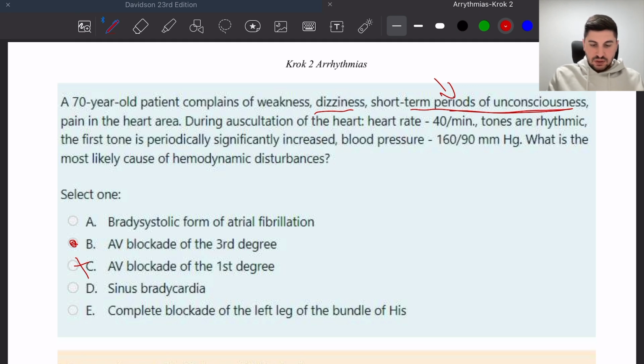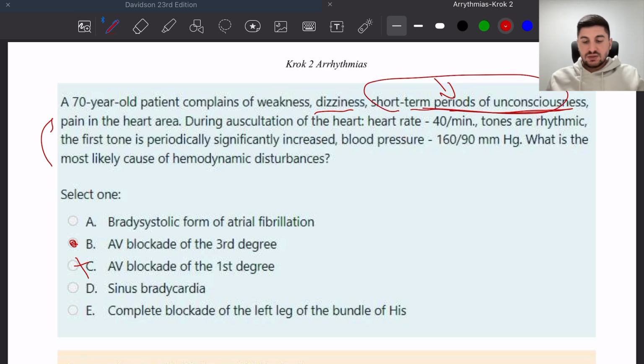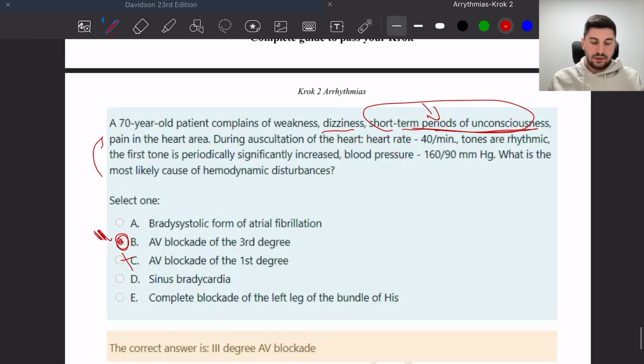Heart rate is 40, etc. Here they didn't tell you anything about the P being dissociated from the QRST. The most important thing, as I told you, is this piece of information: the short-term periods of unconsciousness. This will give you the answer that it is AV block of the third degree.